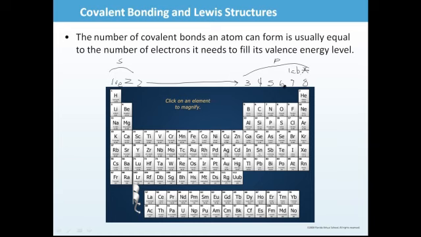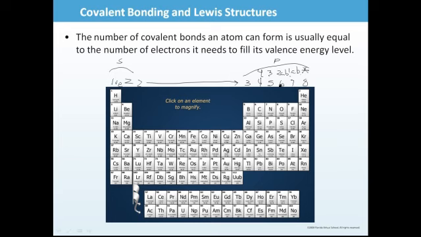Oxygen's group, sulfur, selenium, these elements all have 6 valence electrons. To get to 8, they need 2 more, so they're going to make 2 covalent bonds. You can kind of see the trend here also. Nitrogen and phosphorus have 5, so they need to make 3 bonds. And then carbon only has 4, so it needs to make 4 bonds.